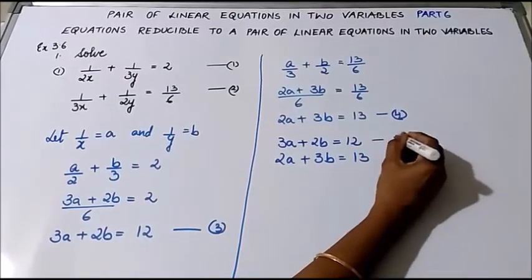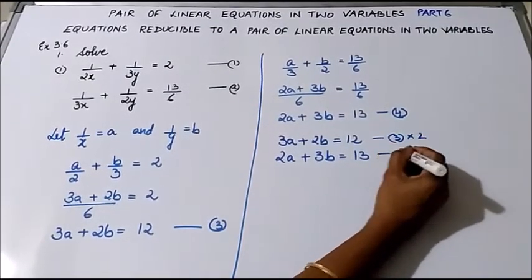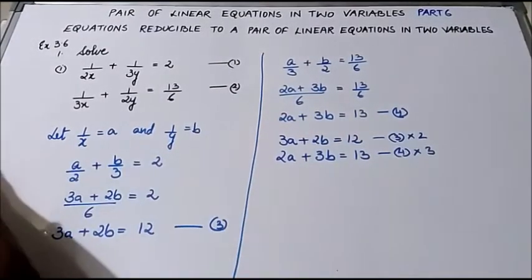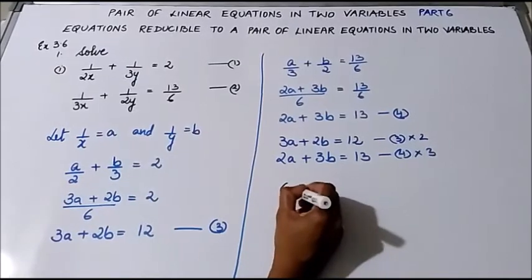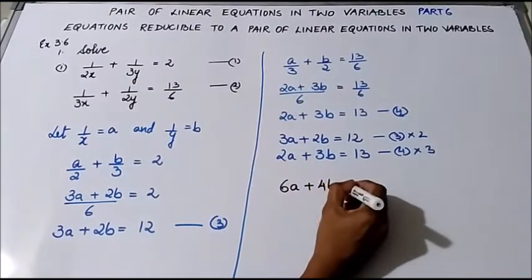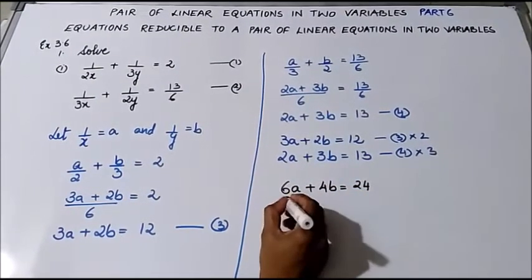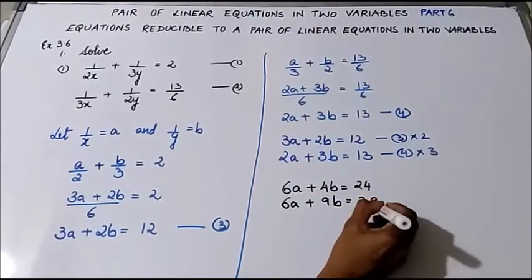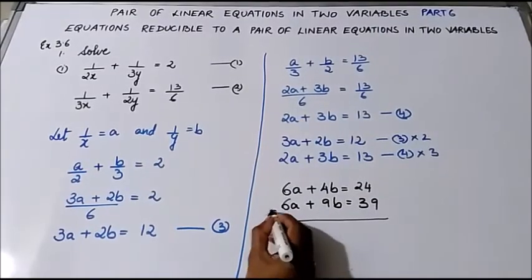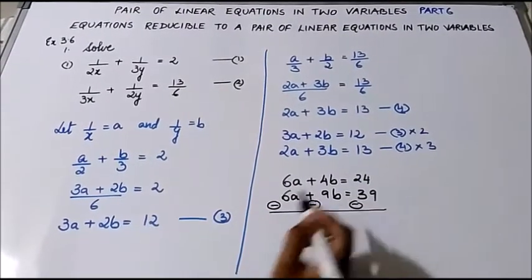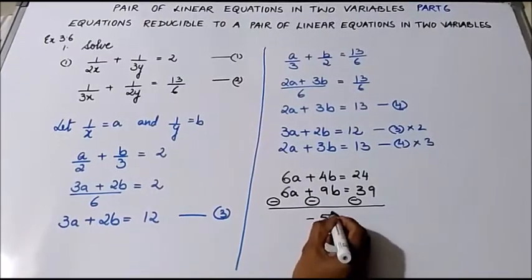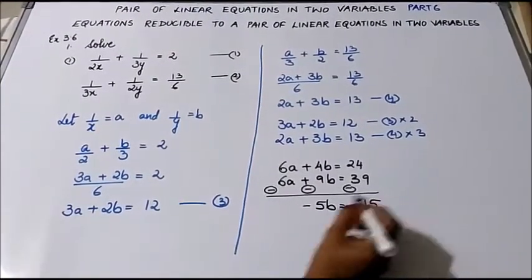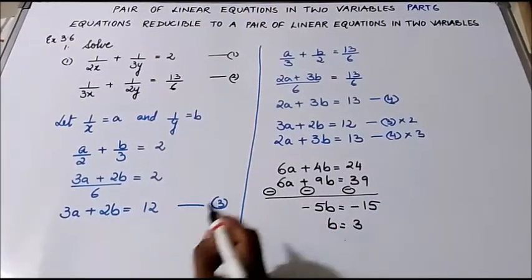Equation 3 we multiply by 2 and equation 4 we multiply by 3. So what do you get here now? We will get here 6a plus 4b is equal to 24, and this will give us 6a plus 9b is equal to 39. Now let us subtract both the equations. We get here minus 5b is equal to minus 15. b is equal to 3.